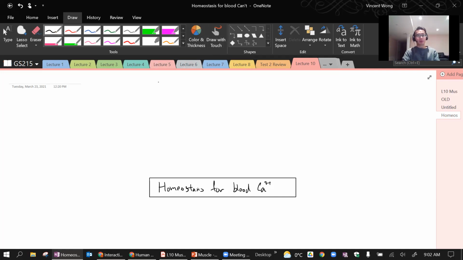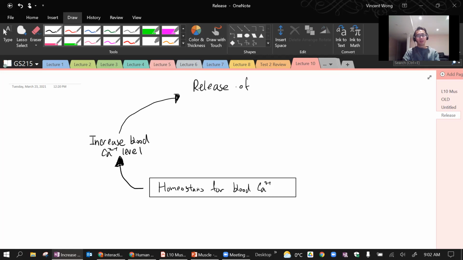But there are various things that could lead to an increase in blood calcium level. Okay, so if you have increased blood calcium level, right? What will happen? Well, that is going to trigger the release of calcitonin. Okay, the release of calcitonin.